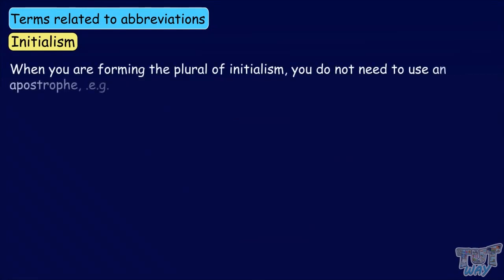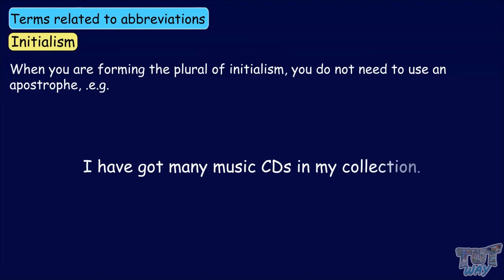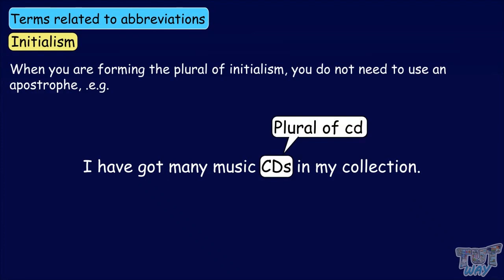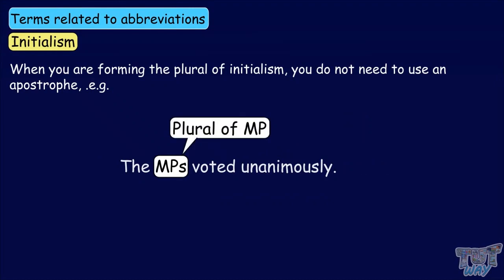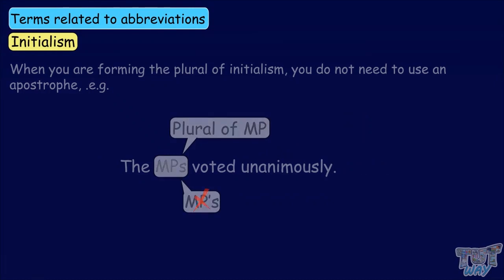When you are forming the plural of an initialism, you do not need to use an apostrophe. For example, I have got many music CDs in my collection. Here, CDs is the plural of CD, but no apostrophe is used here. The MPs voted unanimously. Here, MPs is a plural of MP, but no apostrophe is used.